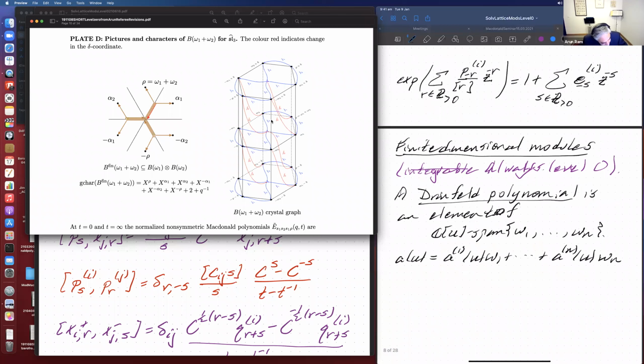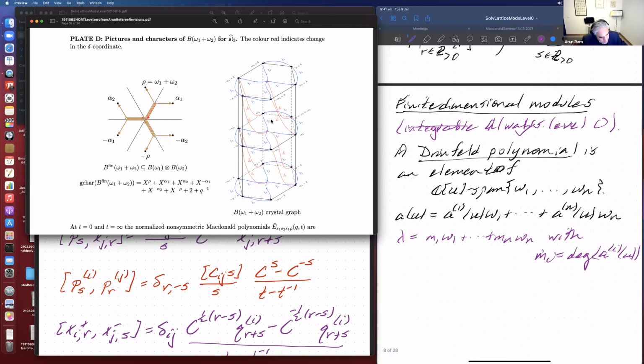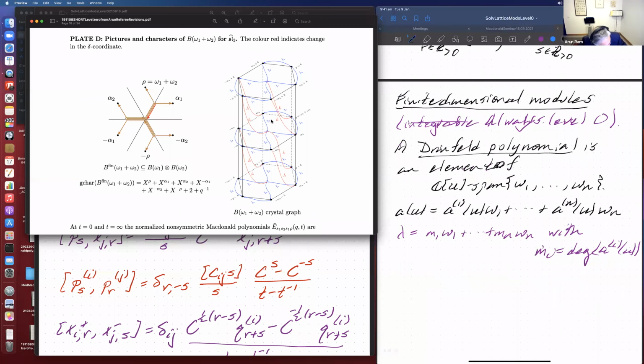And so let's let lambda, given such a polynomial, let's let lambda be m_1 omega_1 up to m_n omega_n, with m_i equal to the degree of A_i. All right, so given a Drinfeld polynomial, I can very easily get an integer combination of the fundamental weights just by taking the degrees of all of them. Okay, now I can build the local Weyl module. So the local Weyl module is, so I'll call it M finite A(u).